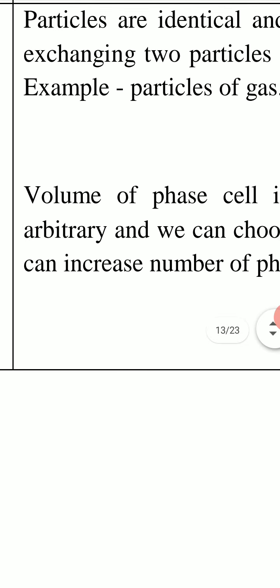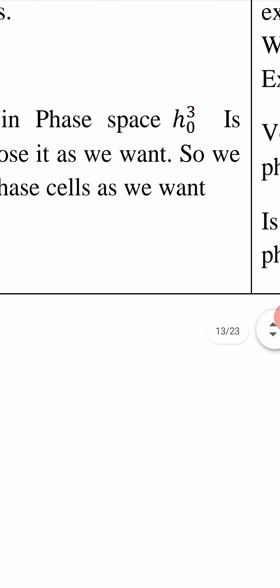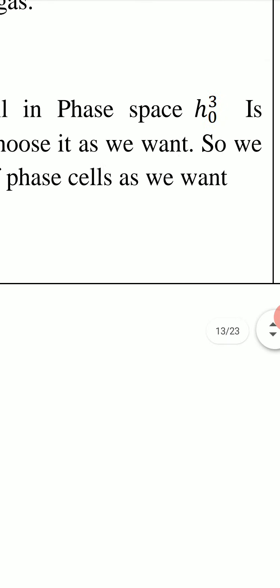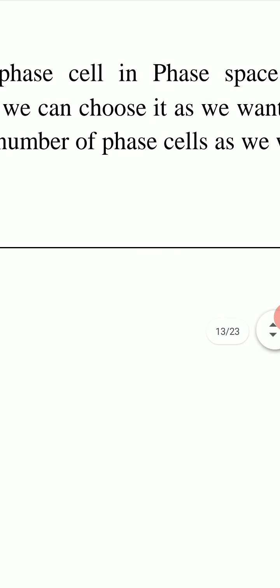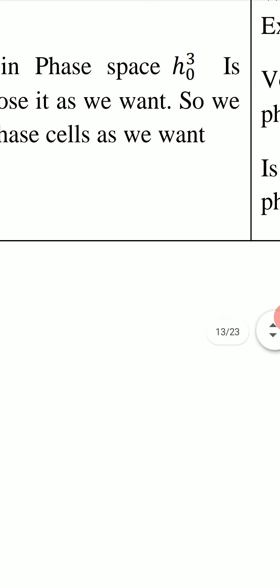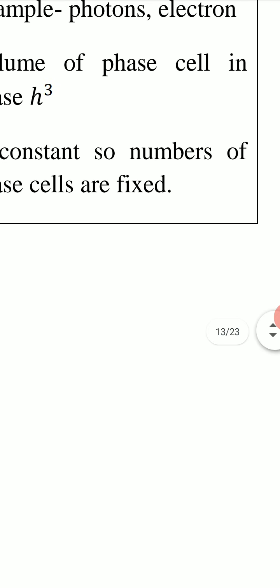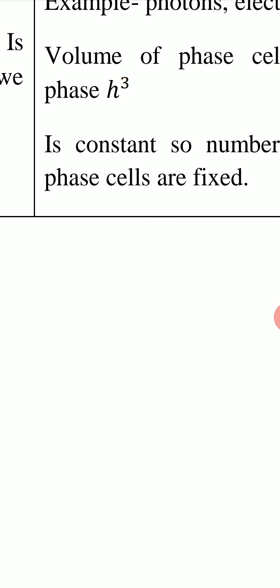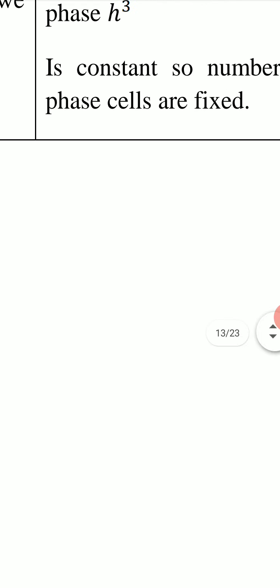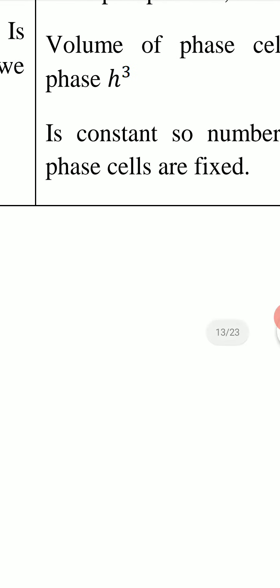In classical statistics, the volume of a phase cell in phase space is h0 cube. h0 is an arbitrary constant which we can choose as small as possible. So we can increase the number of phase cells as we want. But in quantum statistics, the volume of a phase cell in phase space is h cube, which is constant because h is the Planck constant. So the number of phase cells is fixed in quantum statistics. These are the differences between classical statistics and quantum statistics.